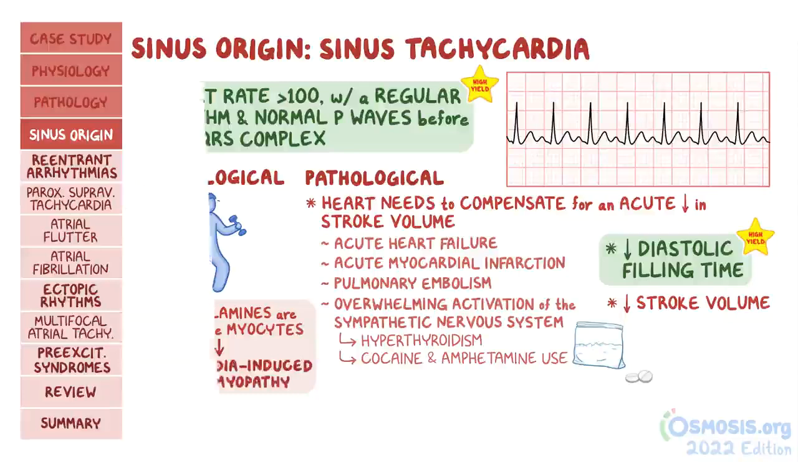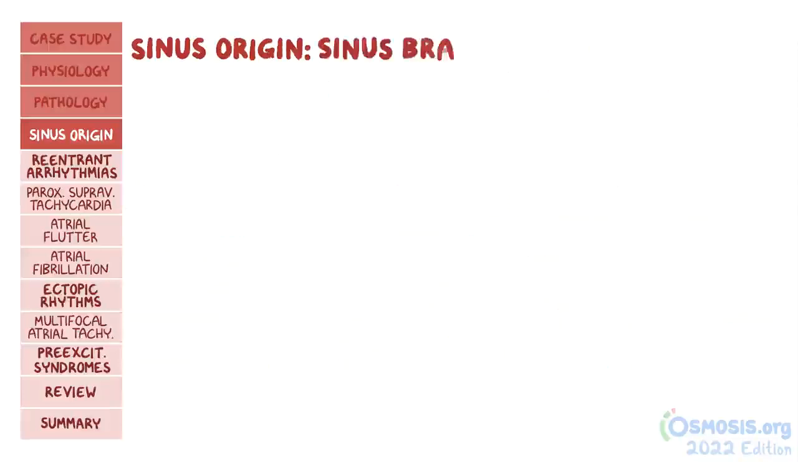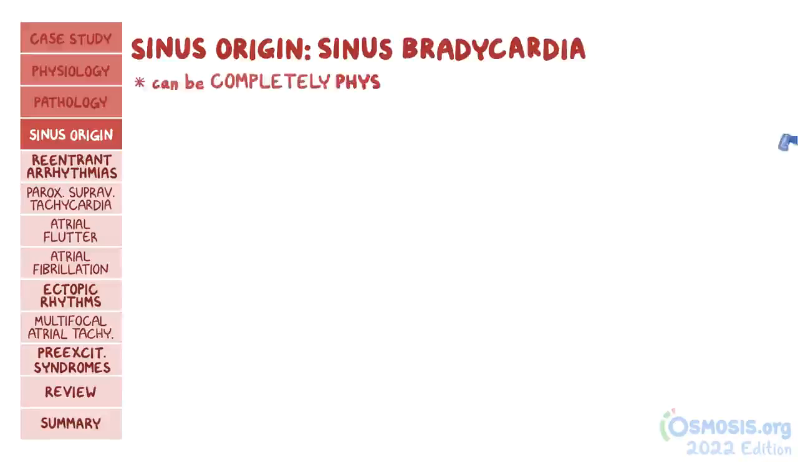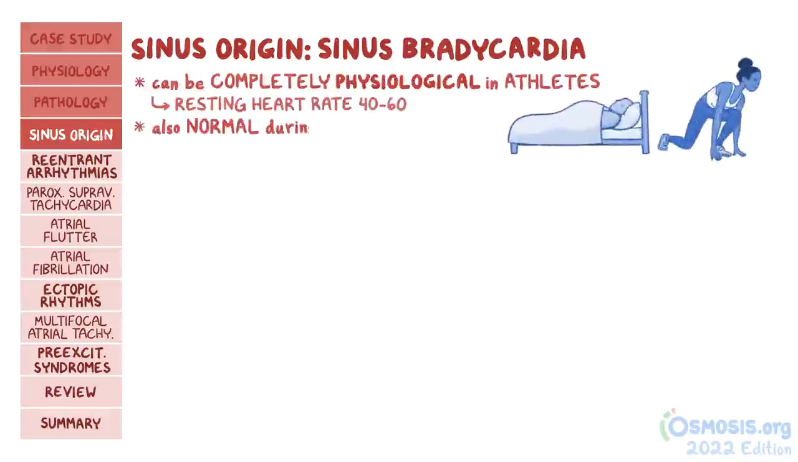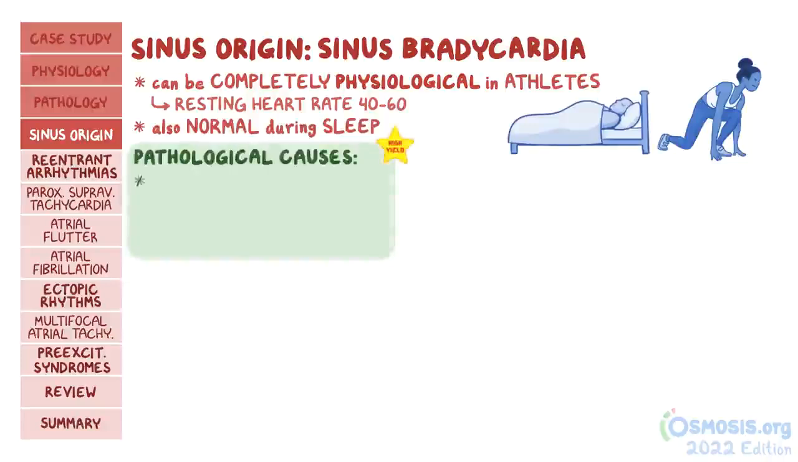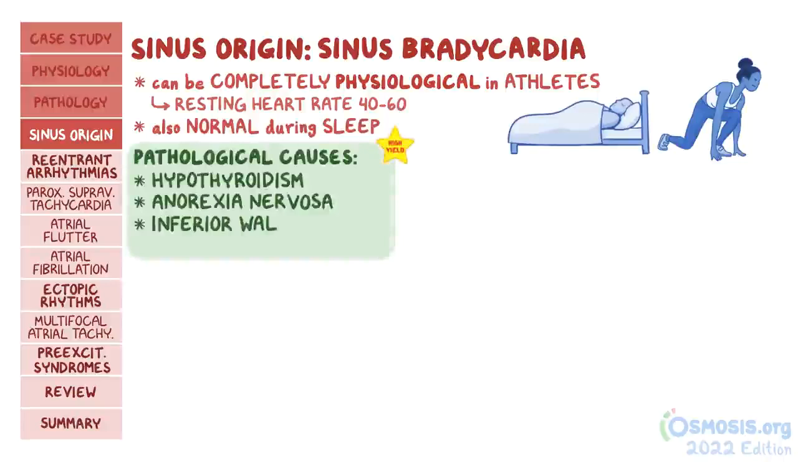Okay, but on the other hand of the spectrum, we have sinus bradycardia. Keep in mind that this can be completely physiological in athletes who have a resting heart rate between 40 and 60, and it's also normal during sleep. Pathological causes of sinus bradycardia include hypothyroidism, anorexia nervosa, and inferior wall myocardial infarctions.